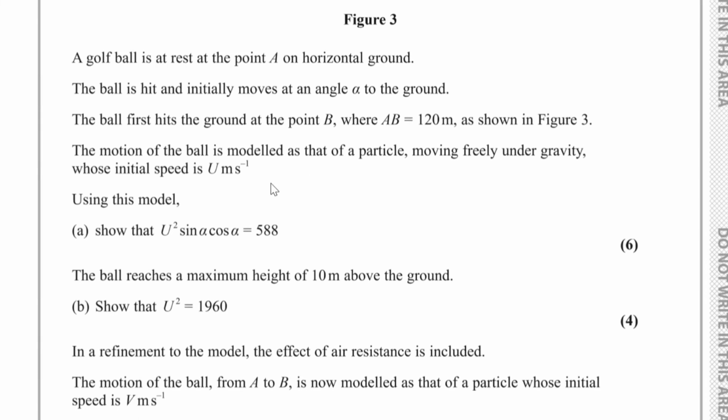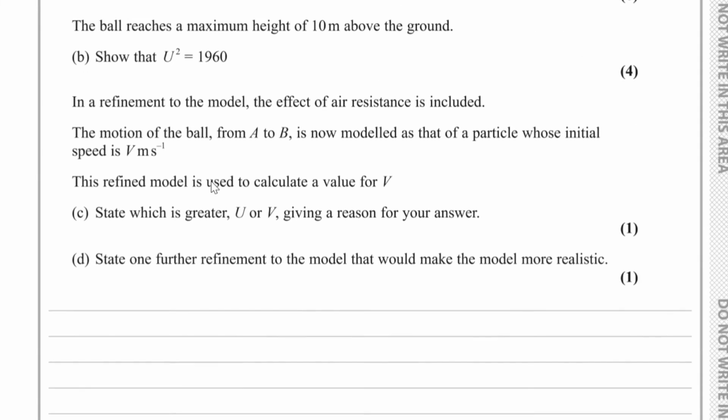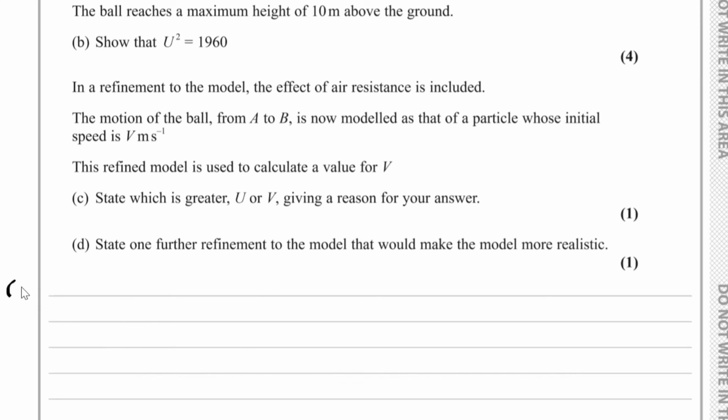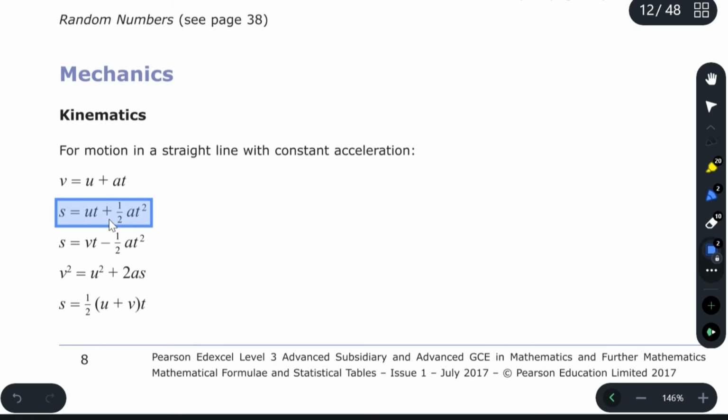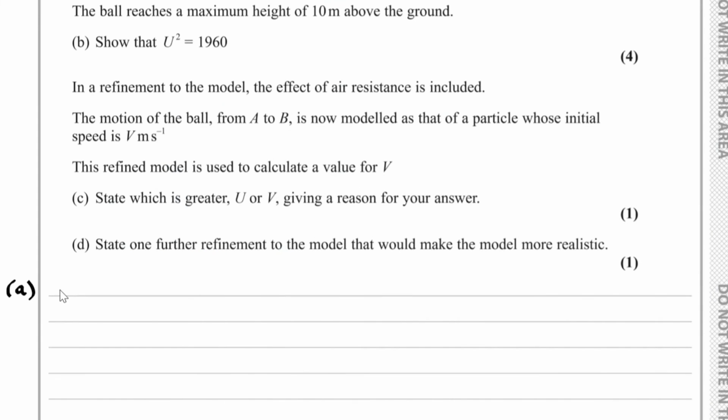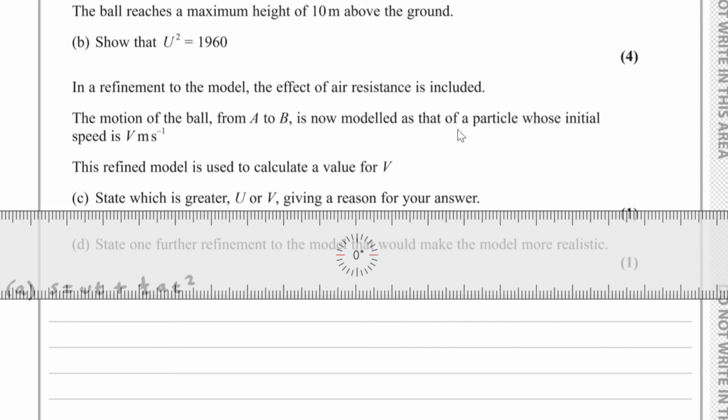Now, for part A, what we will do is, using our SUVATs, use S equals ut plus a half at squared both horizontally and vertically. So, we have S equals ut plus 1/2 at squared.